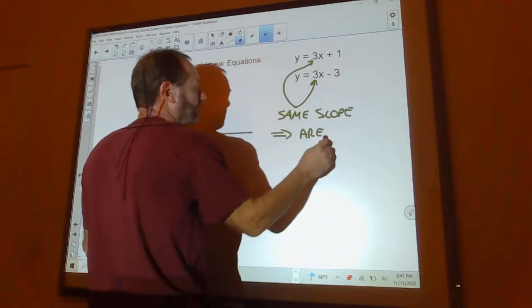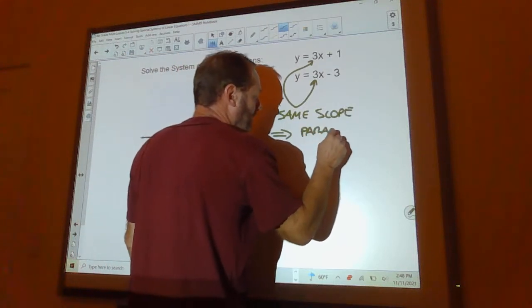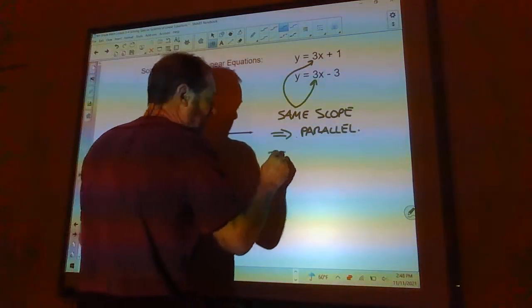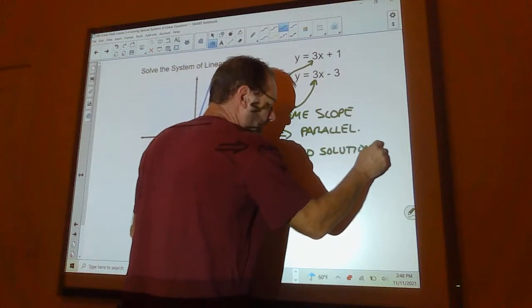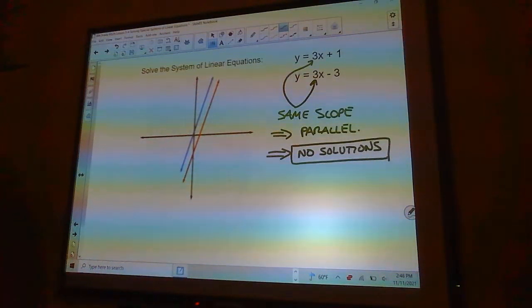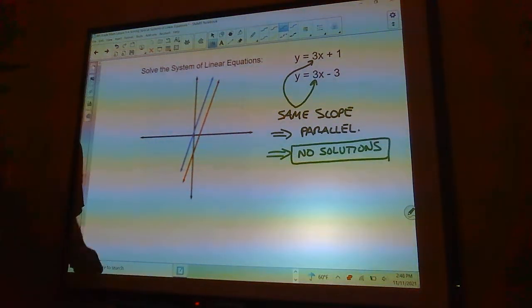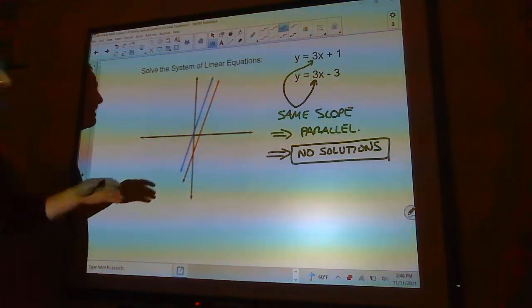Ooh, that's terrible English. That implies parallel. Okay, and if they're parallel, that implies no solutions. They are never crossing each other. And so you're done. So I would say, unless it tells you to graph them, if you can look at it like that and say, hey, those are parallel lines, then you're done. Okay? Now, they don't always come out nice like this.